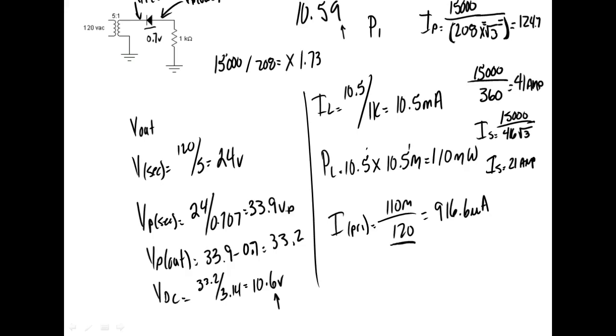So what doesn't a transformer change? Power. We assume power out equals power in. So what it varies is its current and its voltage to produce that power, right? Okay, so I guess that's it for that circuit. Are we okay?